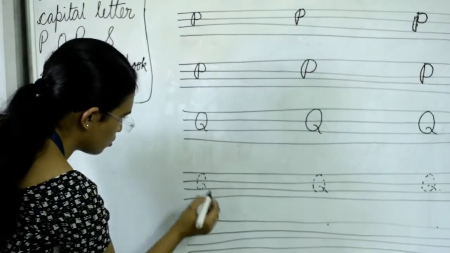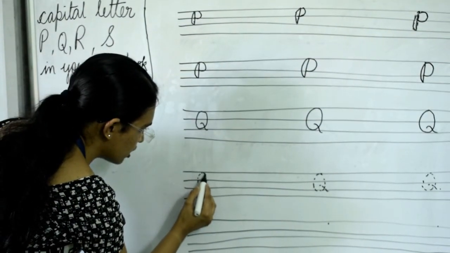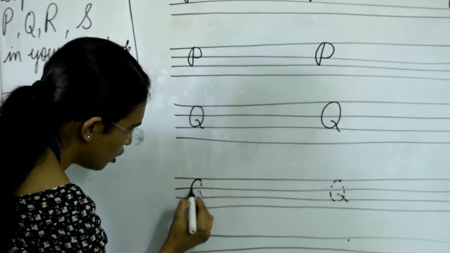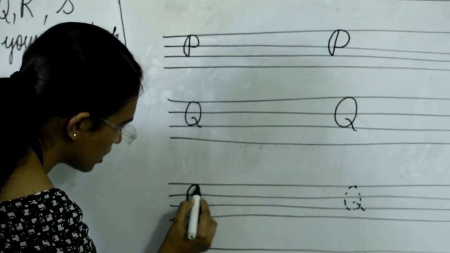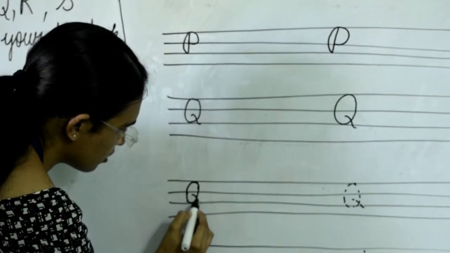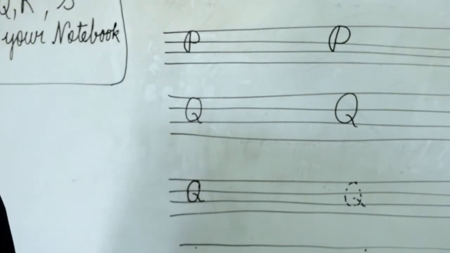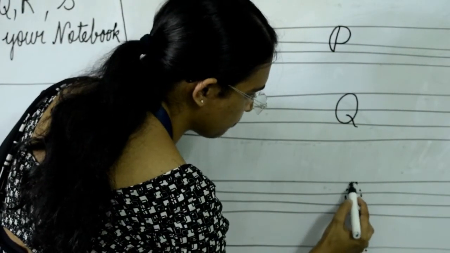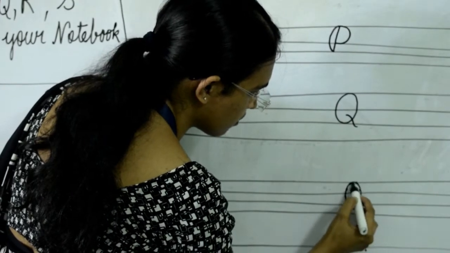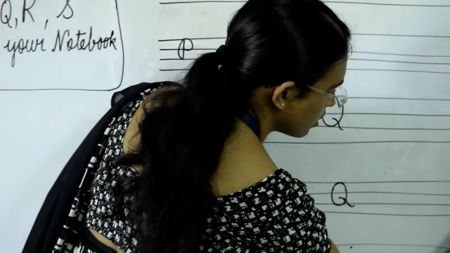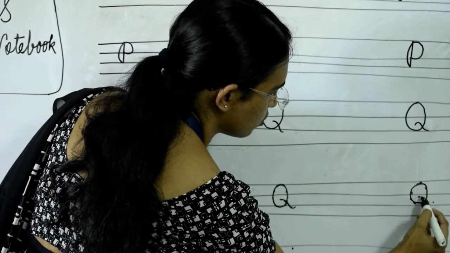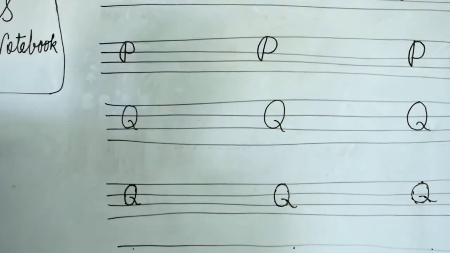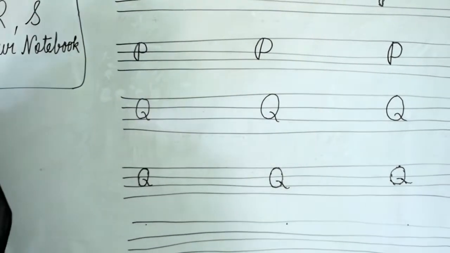In this line you have to trace the letter Q. So for tracing the letter Q you have to start from here, draw a circle like this, then draw a curved line like this. Okay, this is cursive capital letter Q. Now in this line you have to write it by yourself.